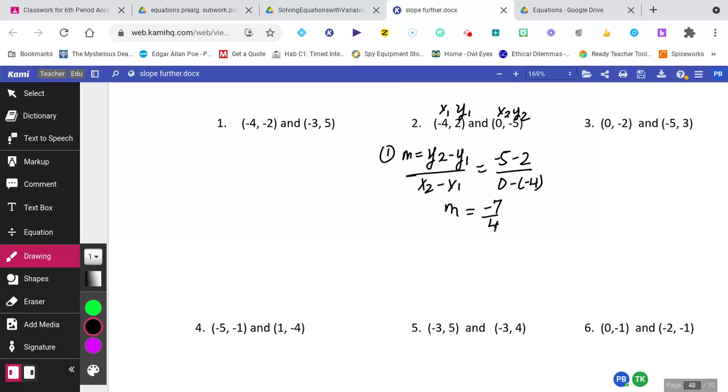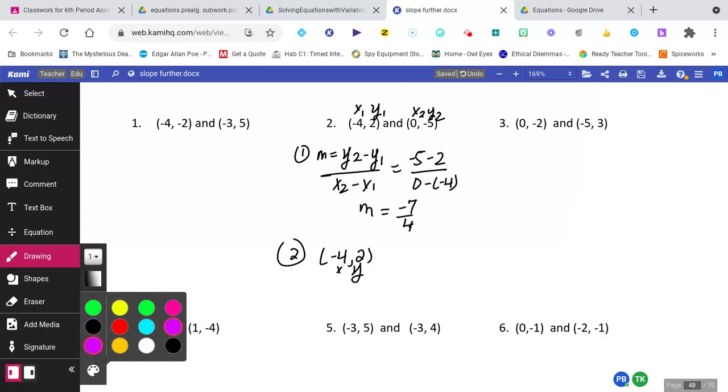Okay. The second thing I'm going to do is pick a point. I'm going to pick negative 4, 2. I'll be honest, it probably would have been easier to pick 0, negative 5. But I'm going to do it the long way. The third thing is to take your m of negative 7/4, your x of negative 4, and your y of 2, and plug them into the equation y equals mx plus b.